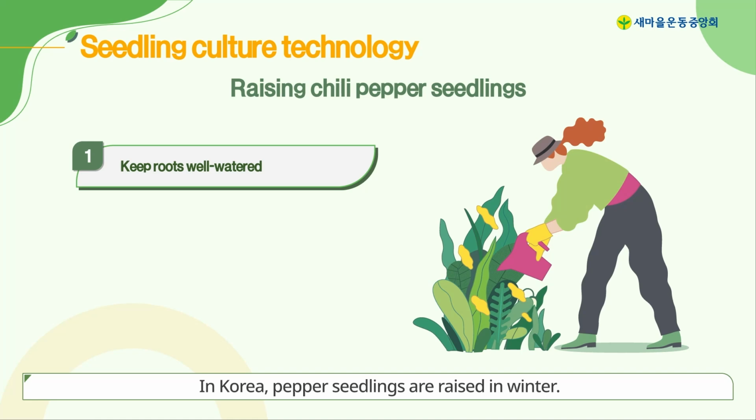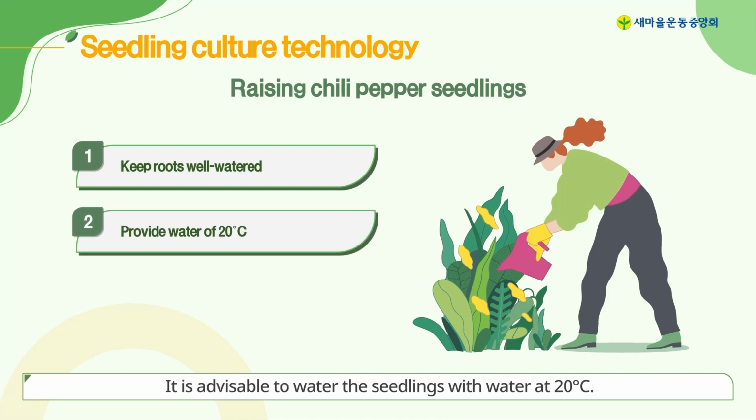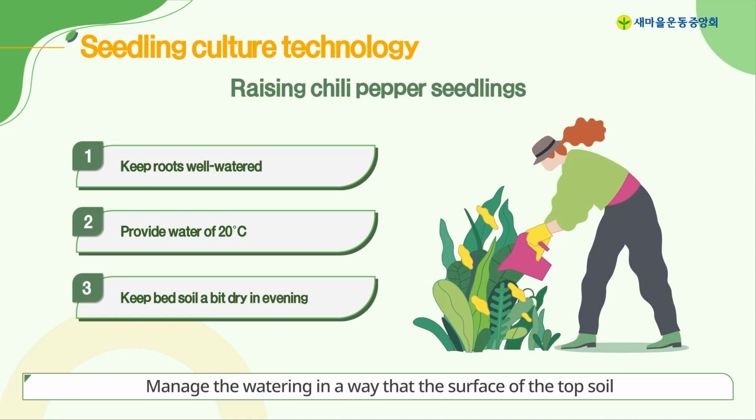In Korea, pepper seedlings are raised in winter. So, when you water them during low temperature periods, make sure to water them enough each time so that their roots are soaked. It is advisable to water the seedlings with water at 20 degrees Celsius. Manage the watering in a way that the surface of the topsoil in the nursery is slightly dry by evening.